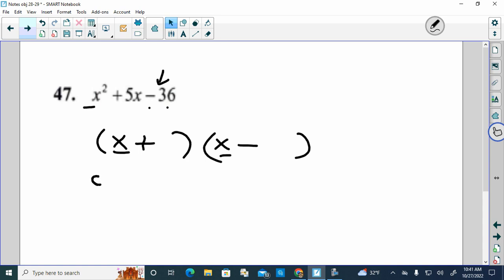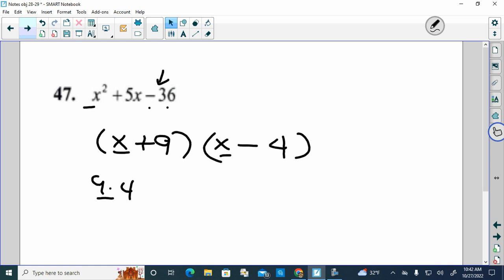9 and 4. Okay. So if you look back at what we wrote on that first page, we said we put the larger number behind whatever the sign of your second term is. Okay, so my second term is a positive. So that means I'm going to put the 9 behind the positive.